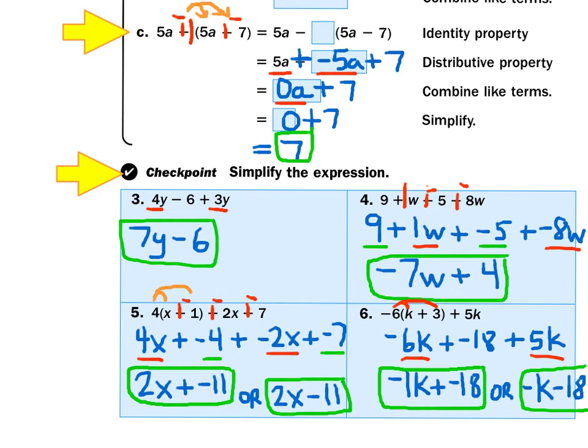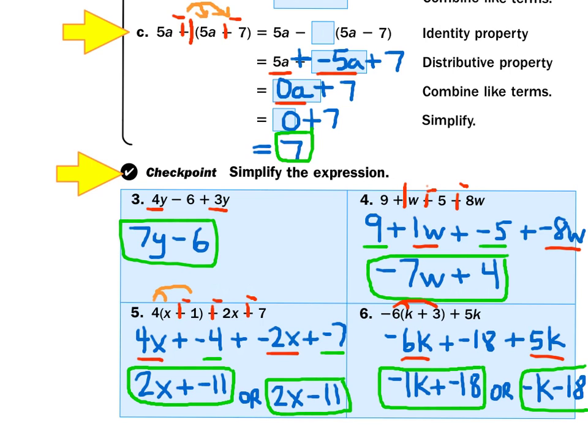And now I match up the x's. So I have 4x plus negative 2x. That gives me positive 2x. And then I match up the constants. Negative 4 plus negative 7 gives me negative 11. So I have 2x plus negative 11, or you can use the definition of subtraction, 2x minus 11. Okay, take a look at number 6.